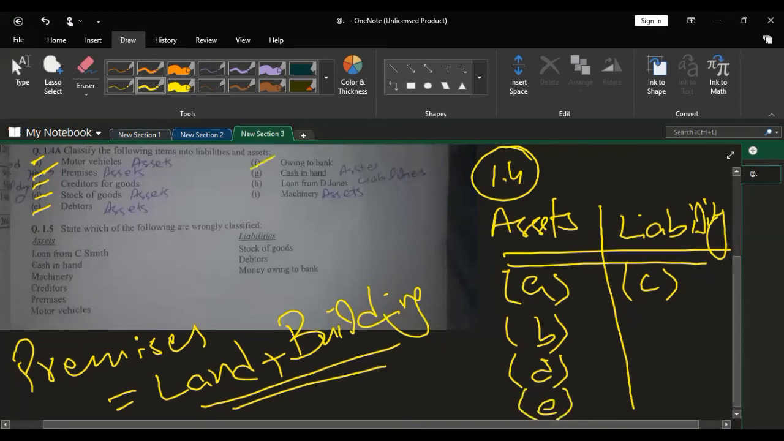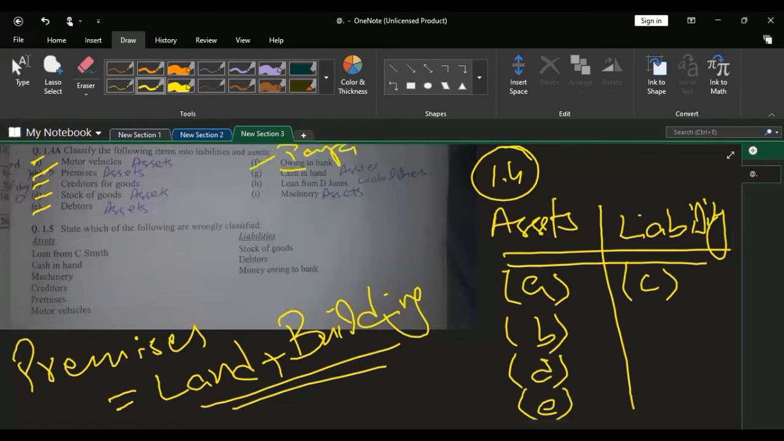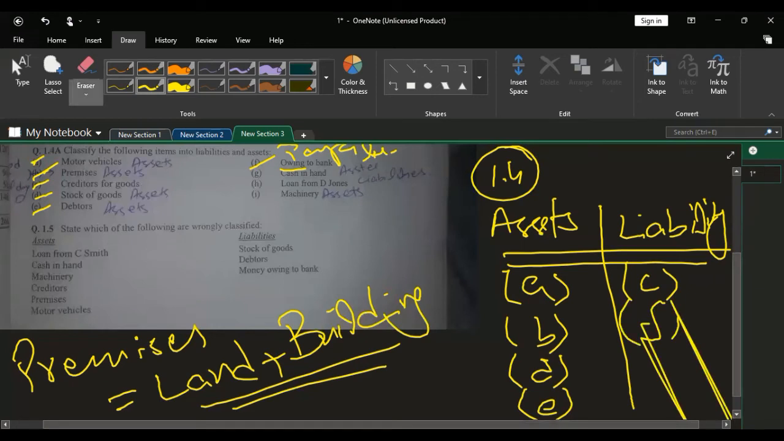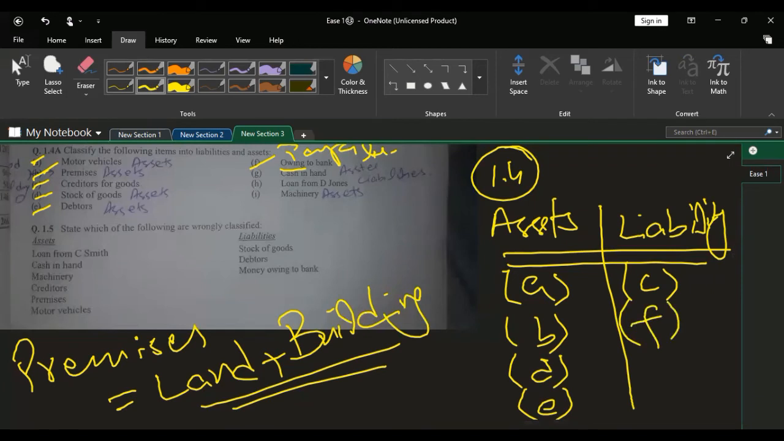Next is owing to bank. Owing means payable to bank. Payable is a liability, therefore it's a business liability. Next one is cash in hand. Cash in hand is the amount of money or currency we have in our business locker or business drawer. So they are assets because they will be used in future for expanding the business or to smoothly run the business. So cash in hand is an asset of a business.